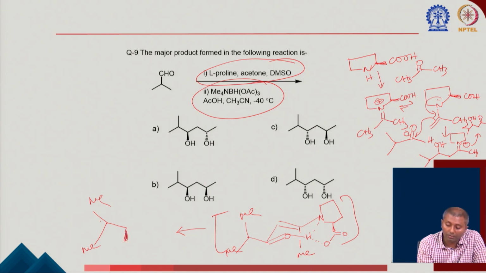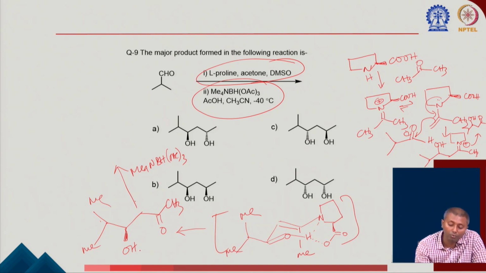a product where the OH is actually on the above face, having this, and then you have a CH2 and COCH3. So this will be the first product, and now once you treat with Me4NBH(OAc)3, this is actually known as a coordinating agent. So it is going to coordinate with the OH, and then it is going to coordinate also with this oxygen. So this can have a coordination here.